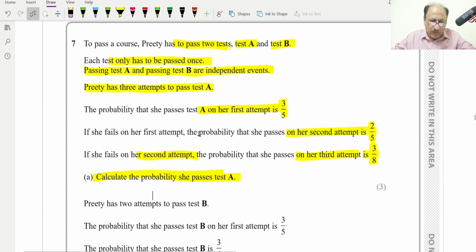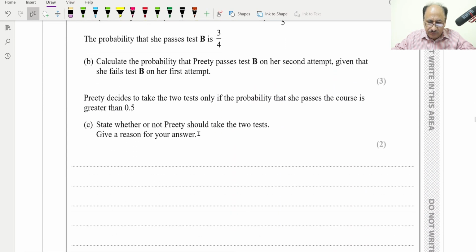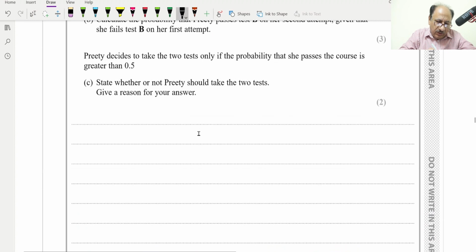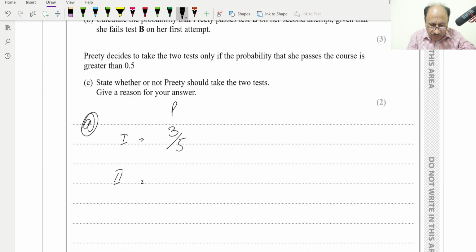A. To pass test A, there can be 3 options. Option 1 is that she passes on the first attempt, so it will be 3 by 5. If she passes on the second attempt, the first will be a fail, then a pass. So first fail will be 2 by 5. Why 2 by 5? Because 3 by 5 is pass, so 1 minus 3 by 5 will be 2 by 5.